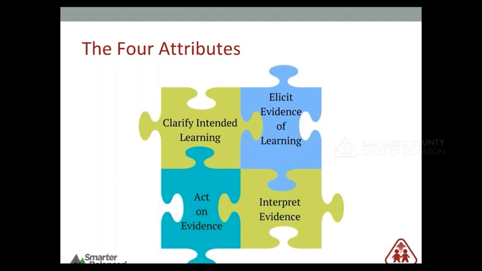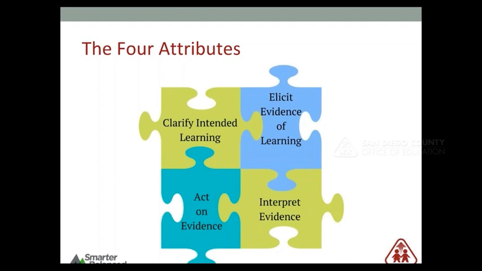The first one is clarifying the intended learning. And we'll get into these in a moment in a little more depth. But that's number 1. Number 2 is the eliciting of the evidence of learning. So again, what do we have that shows us what students know and are able to do?